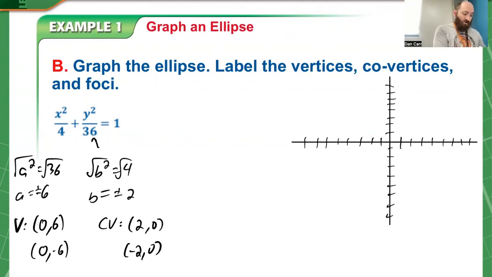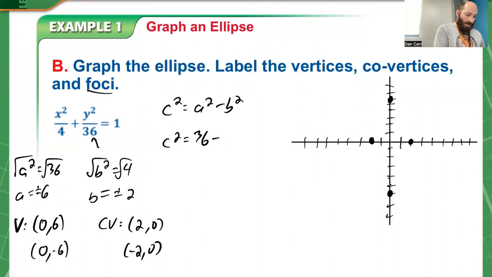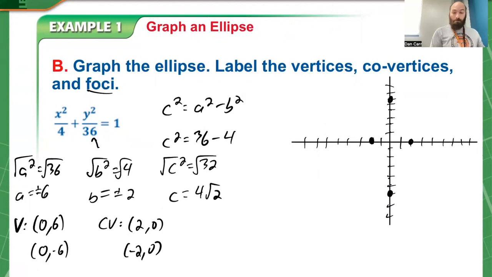Okay. Again, the center is at (0, 0) because it's just x squared over something plus y squared over something. So I've got 1, 2, 3, 4, 5, 6. 1, 2, 3, 4, 5, 6. Then 1, 2, and 1, 2. So I have enough to graph the actual ellipse, but just to have the foci, I'm going to do c squared is equal to a squared minus b squared. So in this case, it's going to be 36 minus 4. C squared equals 32. So if I square root that as an exact value, I can break that down. That's going to be 4 radical 2.